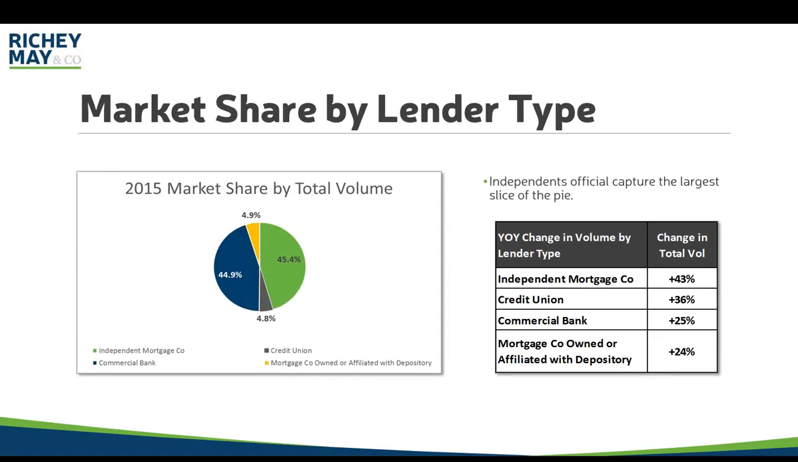In 2015, independents officially passed commercial banks for the largest market share nationwide. Looking at the chart on the right of this page, we can see that independents saw the largest year-over-year increase in production volume of 43%, compared to commercial banks with an increase of 25%.